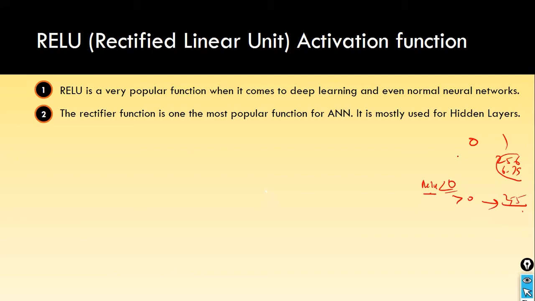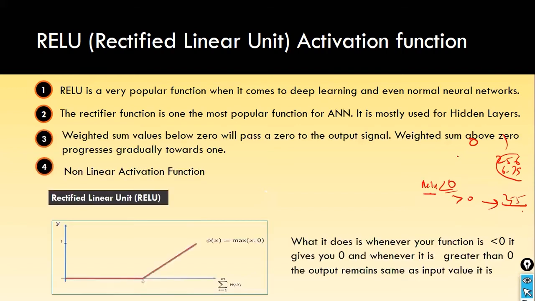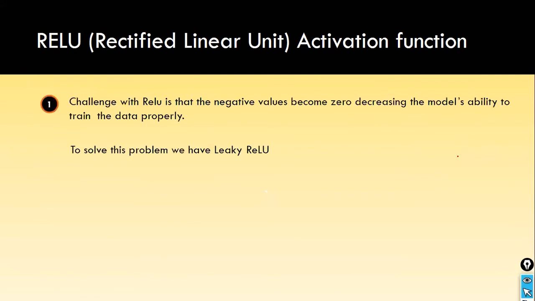Any value which is less than 0 should also be taken into account. Since it is assigning 0, in this case it is not able to learn the pattern of anything which is less than 0. That is one disadvantage with this one. Negative values become 0, which decreases the model's ability to train on the data properly. This is the one you need to remember.